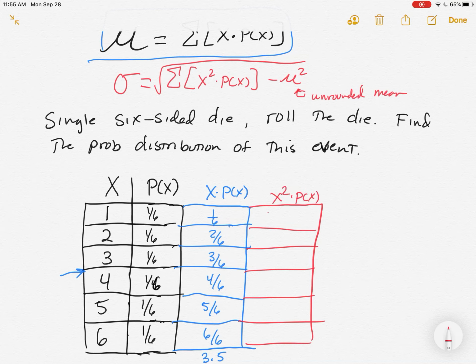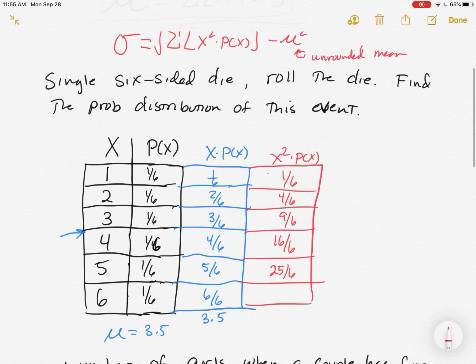times p of x. So x squared: 1 squared times 1/6, 1/6. 2 squared, 4 times 1/6, 4/6. 3 squared, 9 times 1/6, 9/6. 4 squared, 16 times 1/6, 16/6. 5 squared, 25 times 1/6, 25/6. Sorry, I apologize for saying 16th. 6 squared, 36 times 1/6, 36 over 6.